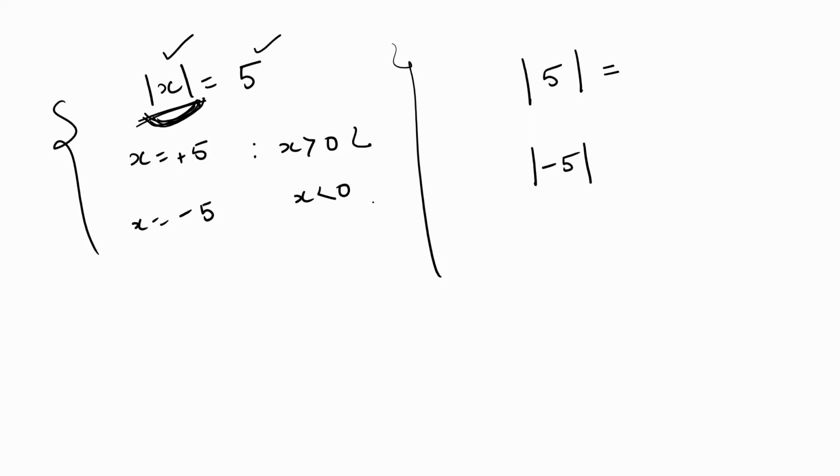just use this mod of concept. Mod of 5 is 5, and mod of -5 is 5. सो ये 5 कैसे है, देखो ये अंदर में तो माइनस है ना, सो ये माइनस के साथ यू हैव मल्टीप्लाइड माइनस, see here, minus.